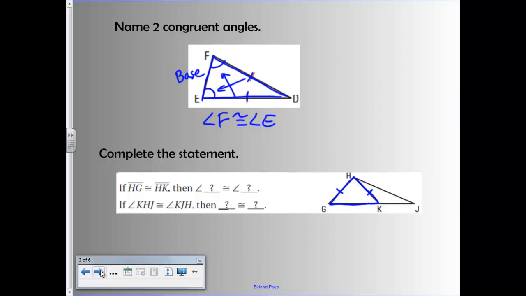So if I have that, where's my base? Raise your hand and tell me where's the base. What two letters make the base? Matt? GK. This right here is my base. So what are my two angles that are congruent? Matt? G and K, and here's where I'm going to be a little picky on you. I know what you're talking about when you say G and K, just because we're talking about this right now.